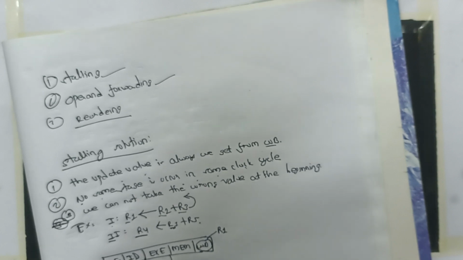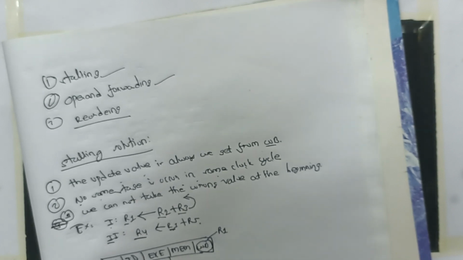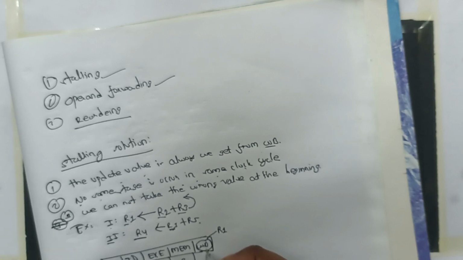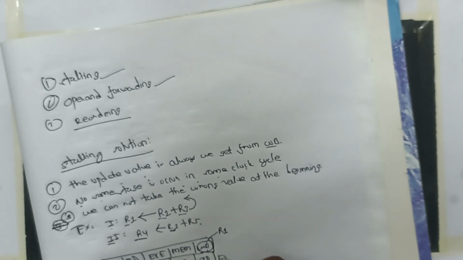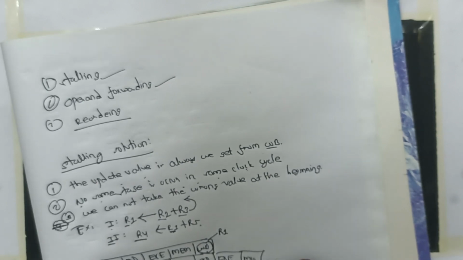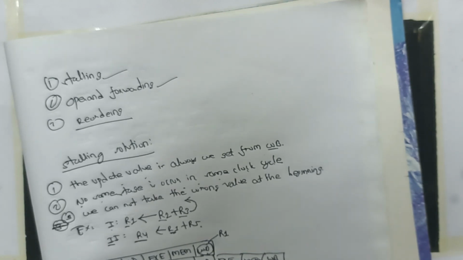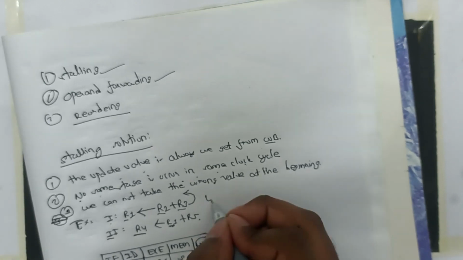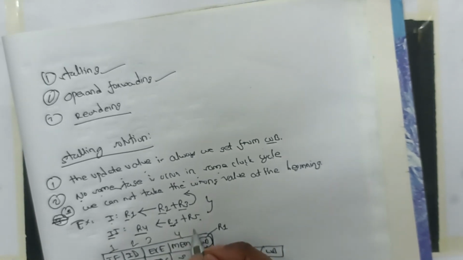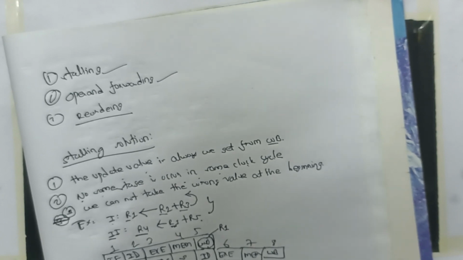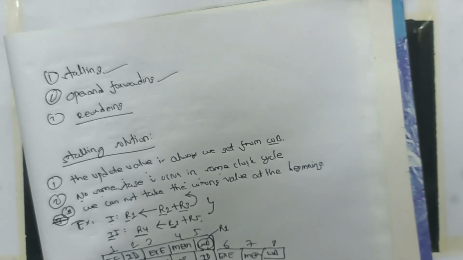So put stalling. Stalling simply means stop. Then stop again. It means here I will get the updated value of R1, so I can take ID here. Then EXE, MEM, WB. And the question asked is, how many total clock cycles are required to complete these instructions? Then 1, 2, 3, 4, 5, 6, 7, 8. It means the total clock cycle is 8.